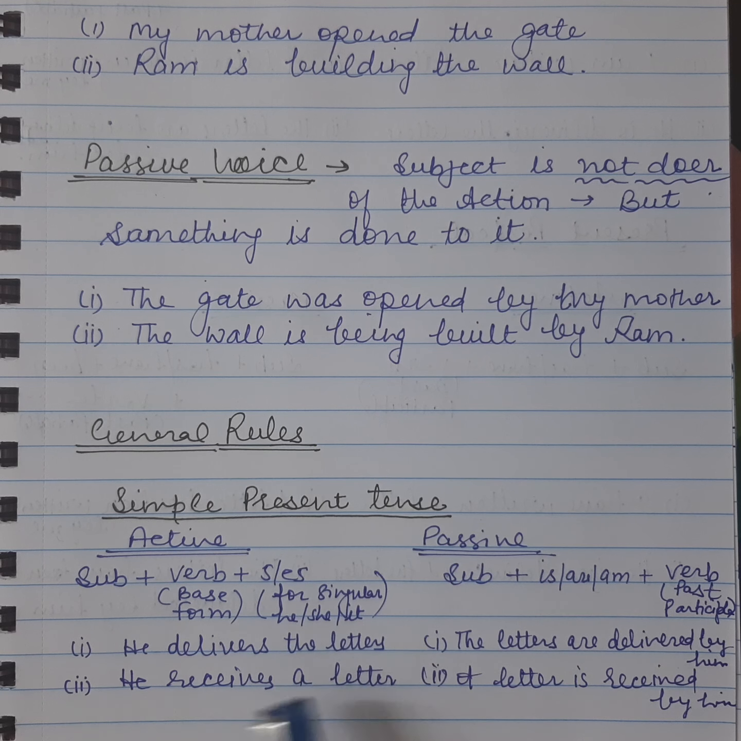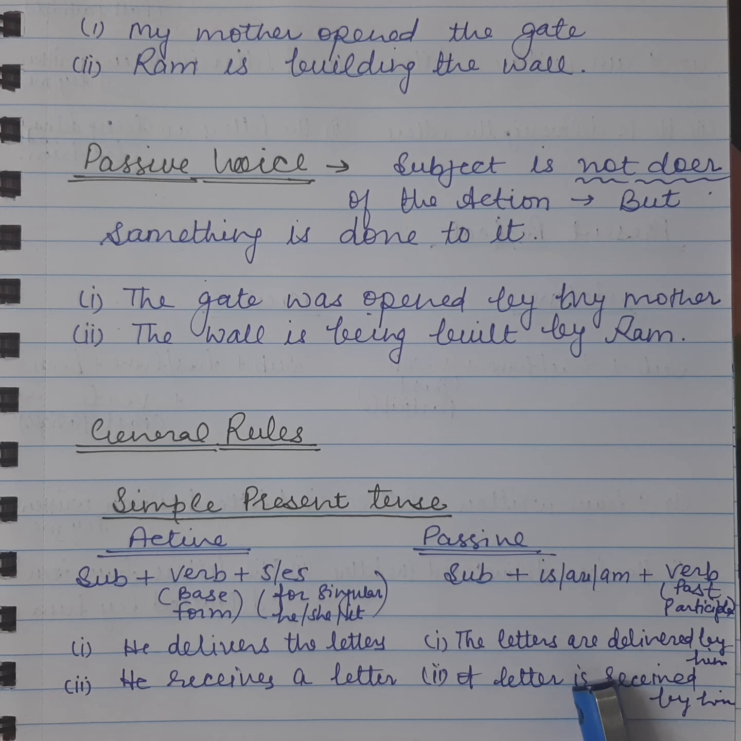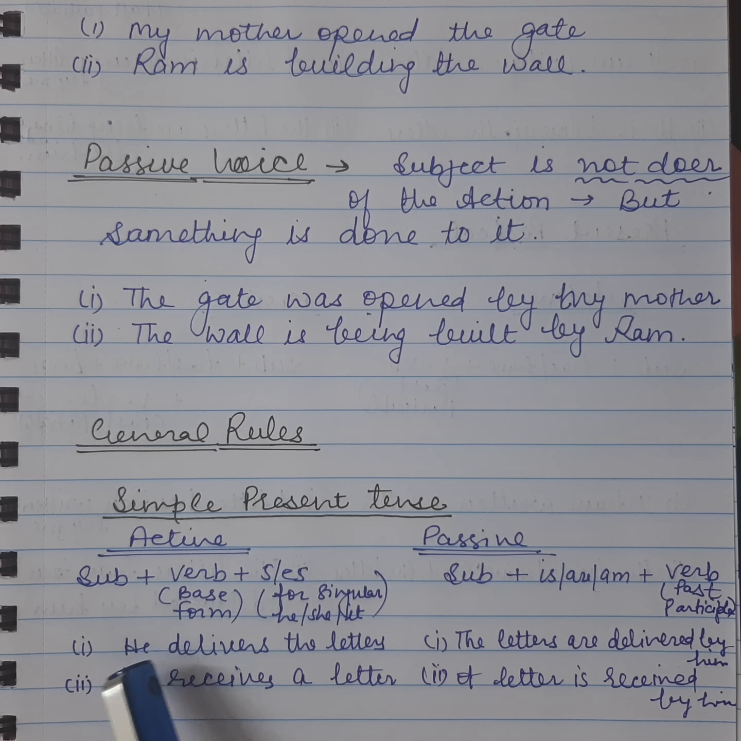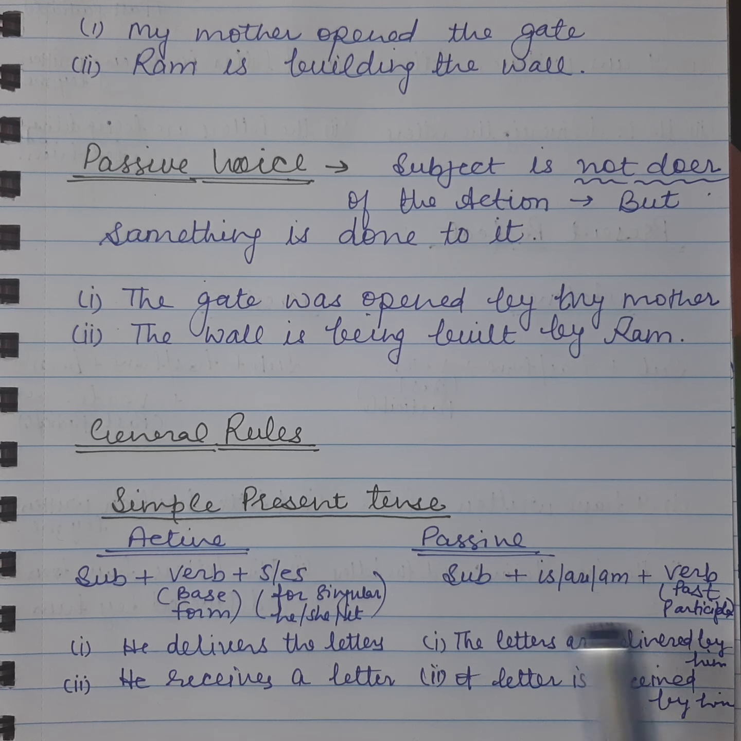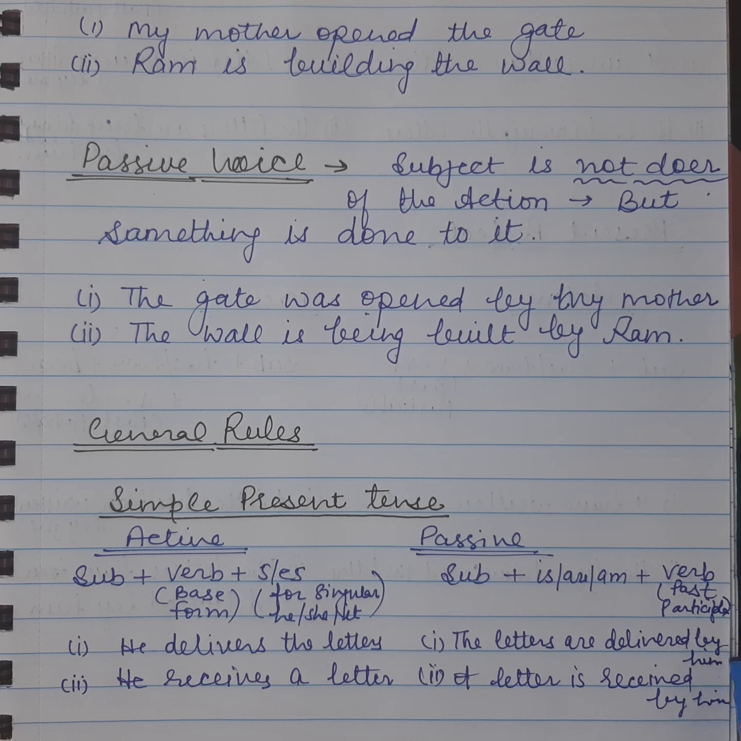So for example, to convert this sentence into passive voice, we'll write the object first, which will become the subject in passive voice. So the letters, it's plural, so we'll use are, and then we'll use the past participle of the verb deliver, which is delivered, and then the subject in active voice will convert into by him. So he becomes him. So by him. So the letters are delivered by him.